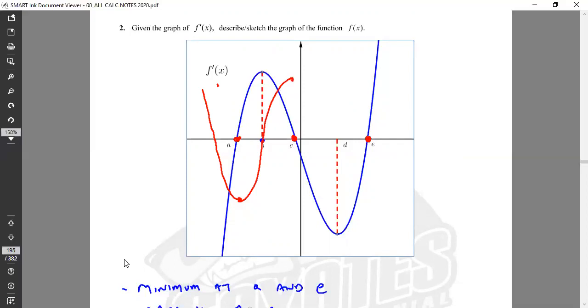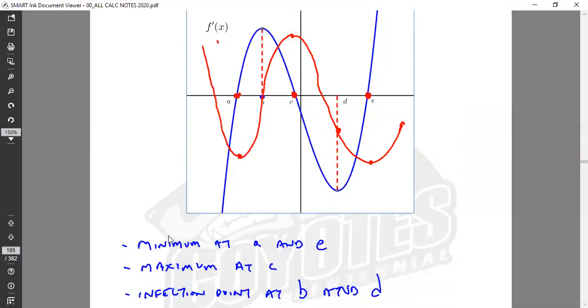After C, what's going on from C? It now starts decreasing because my first derivative is negative. At D, it changes concavity and it changes to concave up. And it is now increasing. From E to infinity, it's increasing. And that should do it.